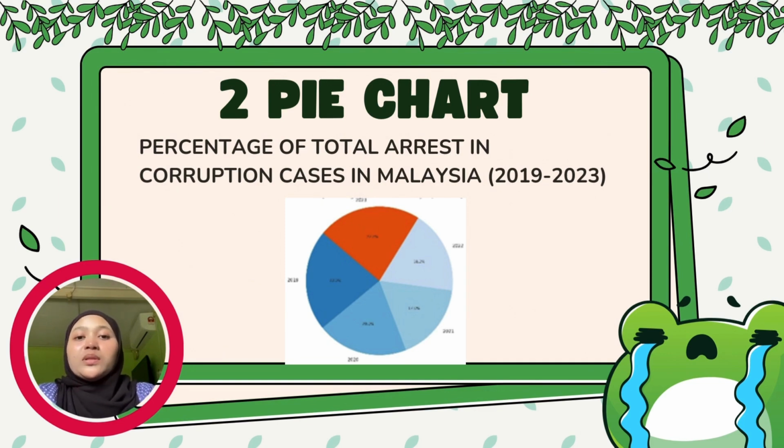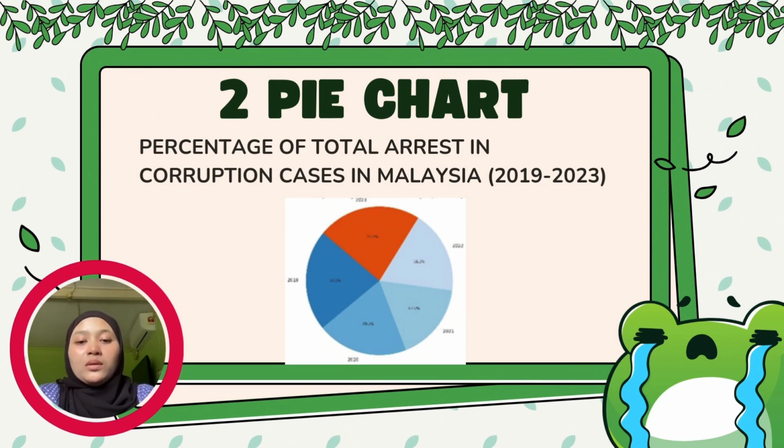In 2020, the percentage went down slightly to 20%. This may be because of the COVID-19 pandemic, which affected many areas of government and made it harder to carry out investigations and arrests. The lowest percentage was in 2021, with only 70% of the arrests. The pandemic was still a major issue, and this may have slowed down the fight against corruption even more. In 2023, things improved a bit, with 80.2% of the arrests. This might show that authorities were getting back on track and starting to focus more on corruption cases again.